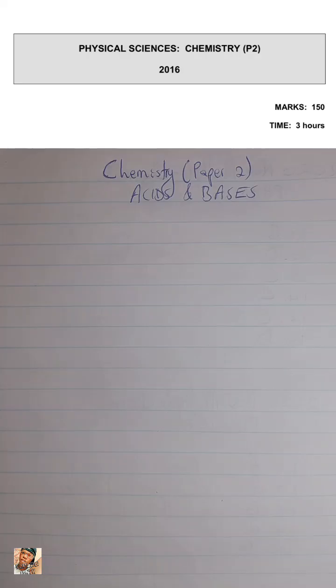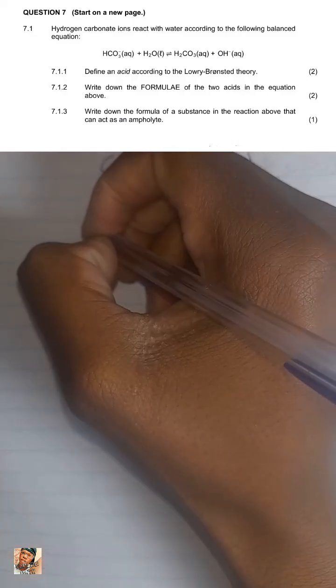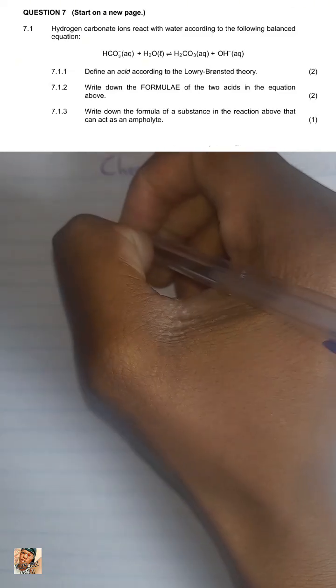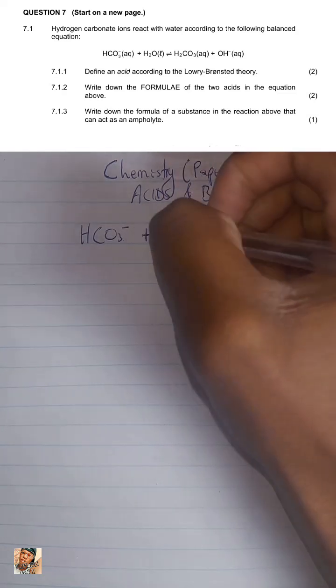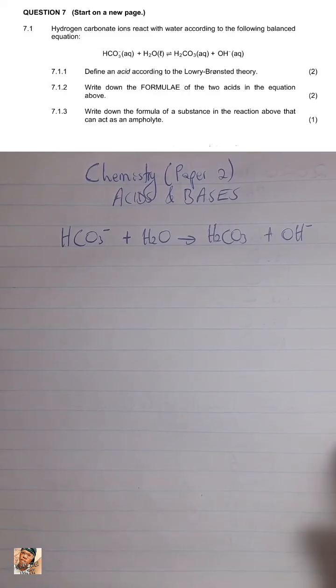So I chose the 2016 May-June question paper, and this question was question 7. 7.1 said hydrogen carbonate ions react with water according to the following balanced equation. So let us write the balanced equation. It is the hydrogen carbonate ions, HCO3 minus in aqueous. Of course, it is in solution, that is why it's aqueous, so I'm not going to write the state of that. And then it is reacting with water to give us the acid and the hydroxide ions. So this is the balanced equation.